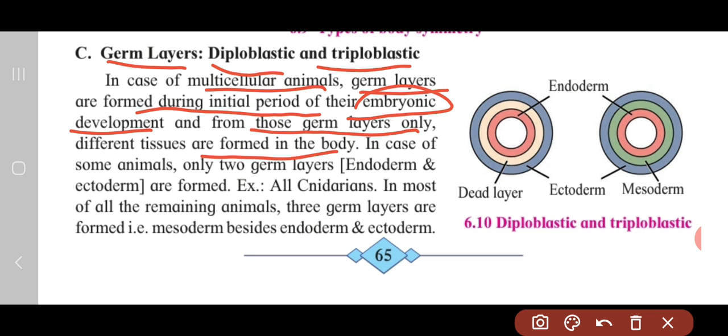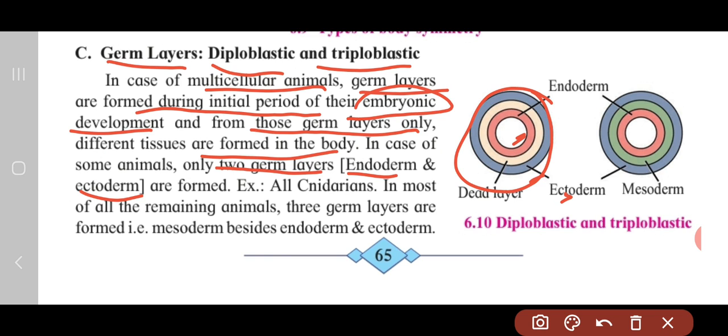In case of some animals, there are only two germ layers, that is endoderm and ectoderm. So you can see here, there are two layers: endoderm and ectoderm. Ectoderm is the layer which is outside, and endoderm is the layer which is inside. So these animals are called diploblastic.